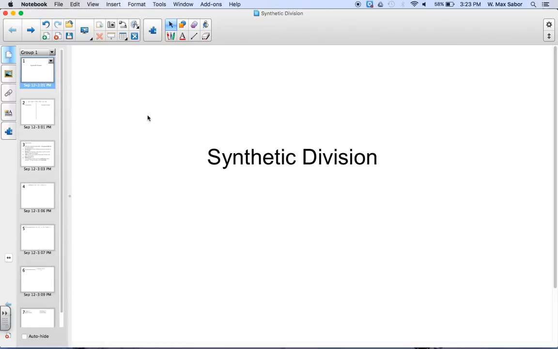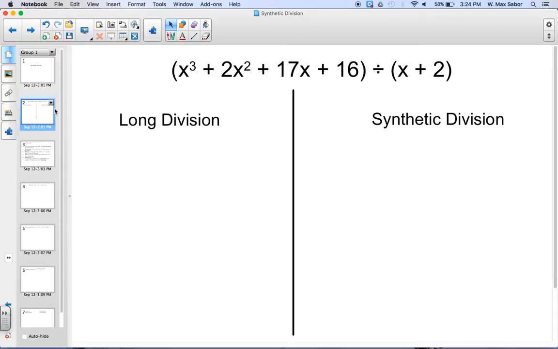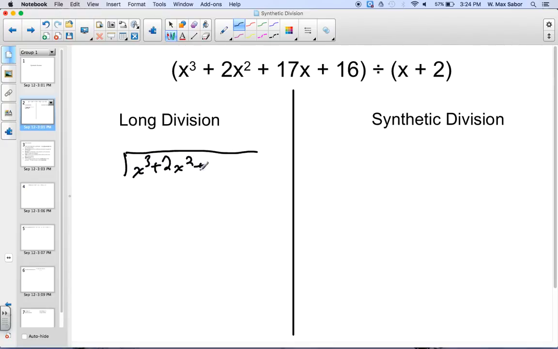Today we're going to talk about synthetic division, which is an easier way, or rather faster way, of dividing polynomials. If we were to do this problem with long division, it looks like this. We write out the entire dividend and the divisor. We have to go through a long process.